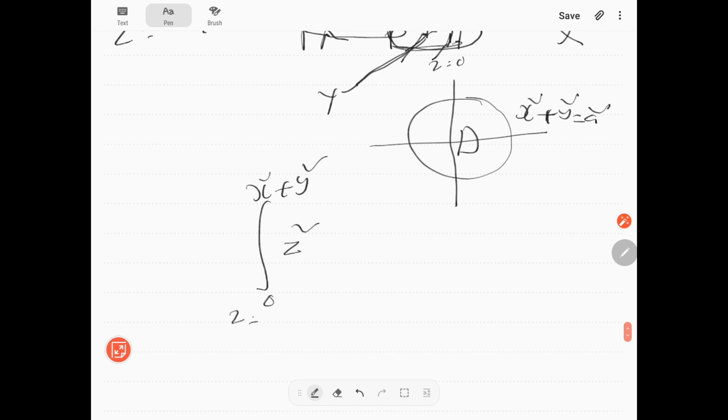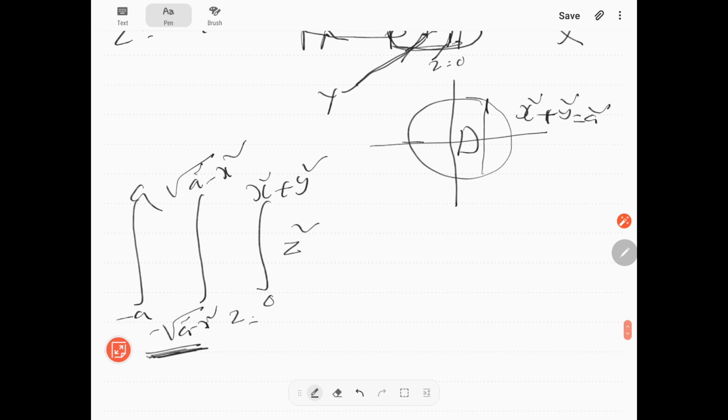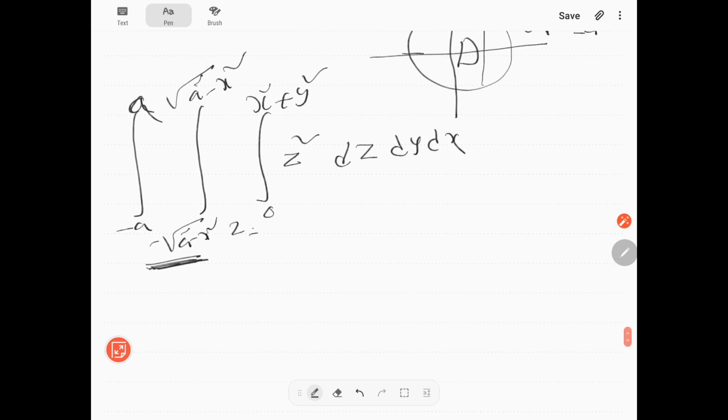What are the limits for x and y? X and y vary here. So what are the limits for y here? Y will be from minus root a square minus x square to plus root a square minus x square. And x limits are from minus a to a. Finding these two limits you can do if you have the proper understanding and knowledge of double integration. Now what is the order? dz, after that dy and dx. You have to integrate. I think you can integrate this easily.